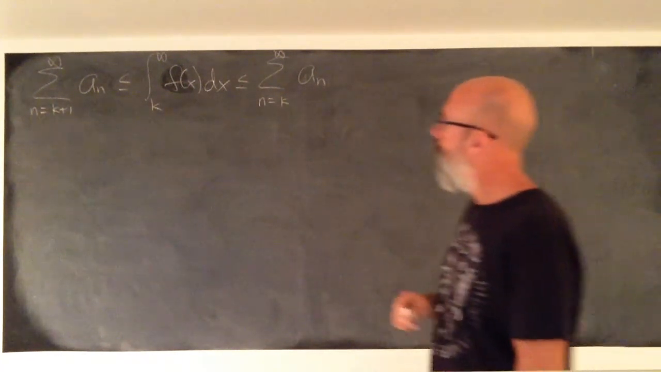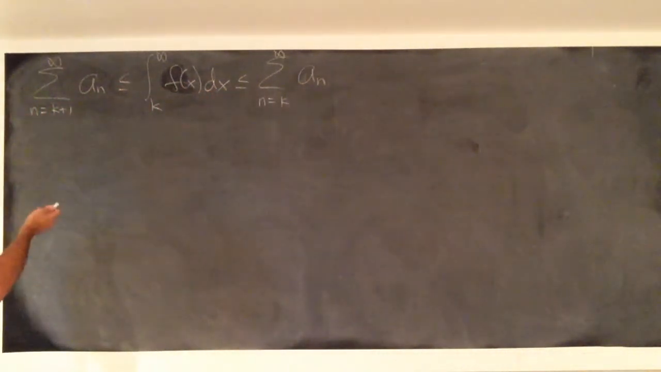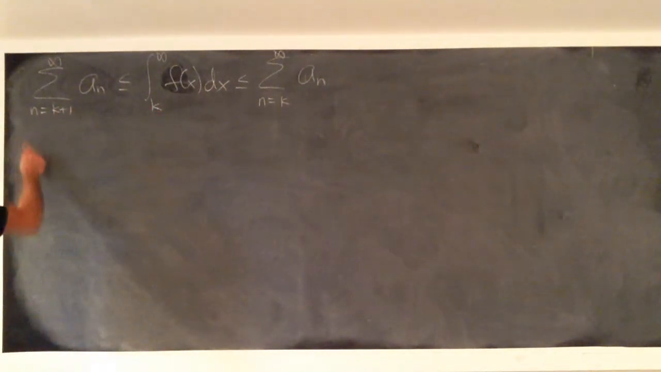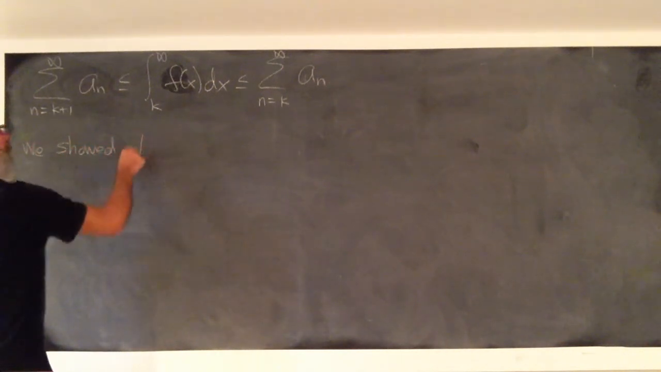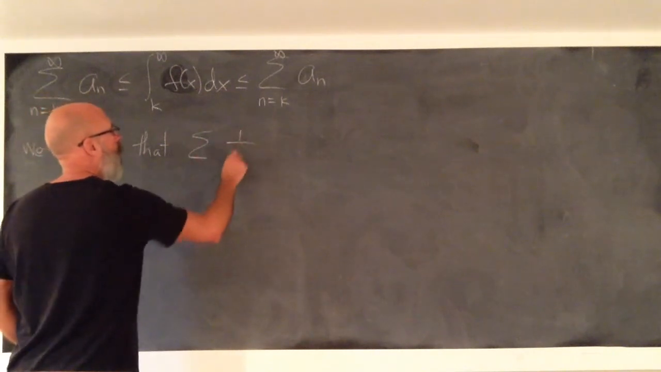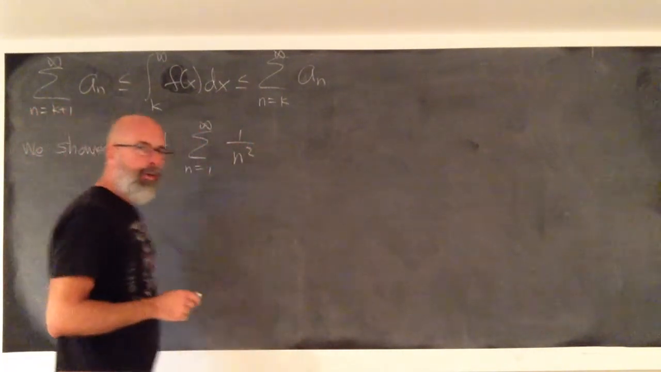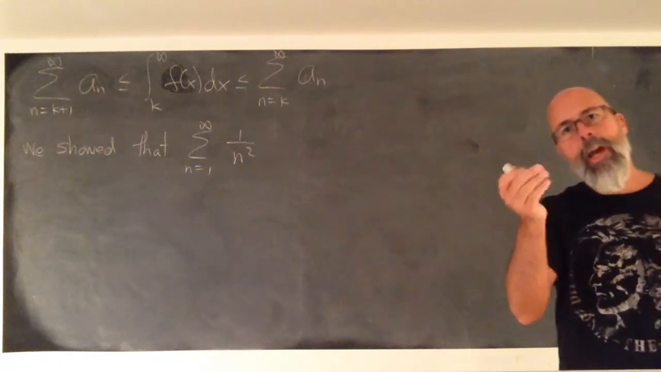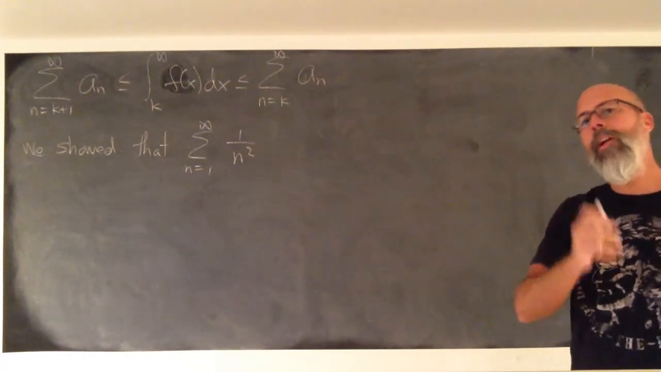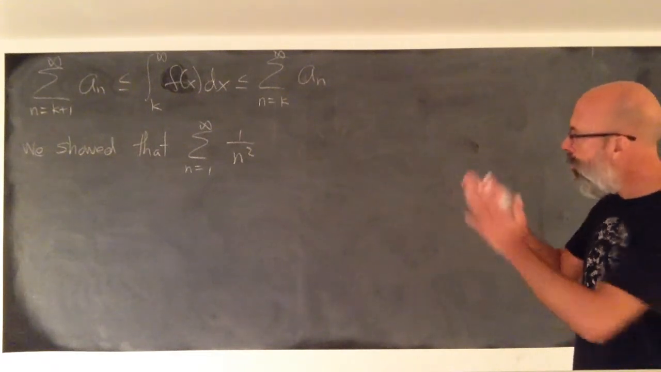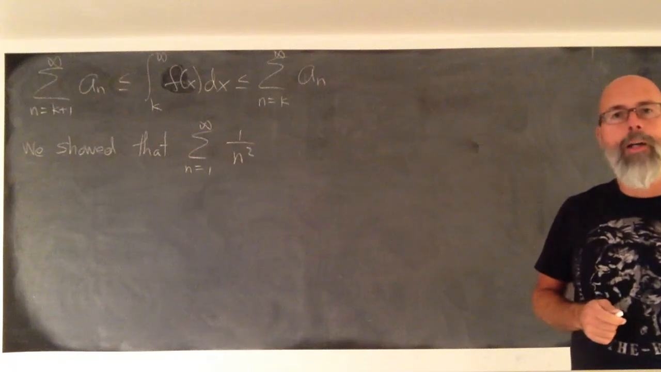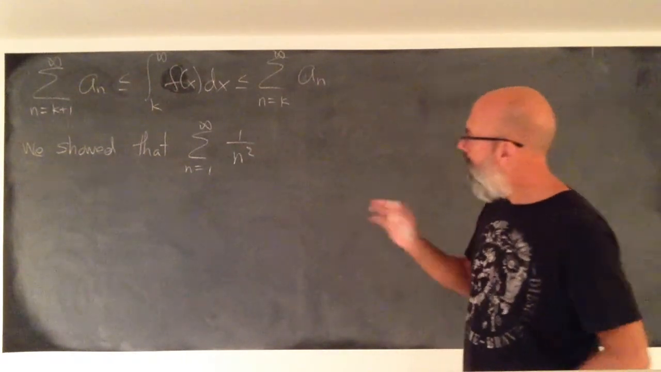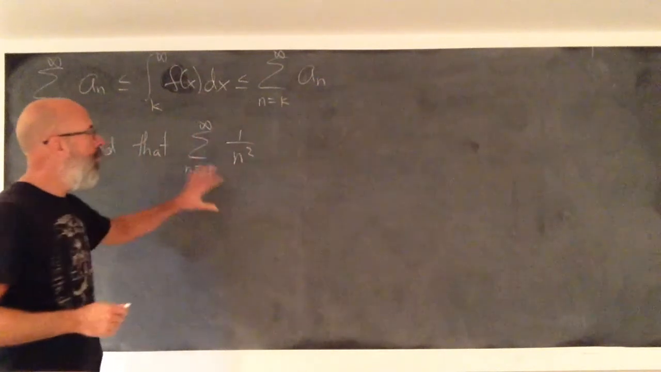Now let's take an example. In one of the first exercises we did, we showed that the series 1 over n squared converges. We did that by applying the integral test. The integral test gave us convergence of this series, but it doesn't tell us what the series converges to. It tells us it converges, but now let's ask the question, what does it converge to?